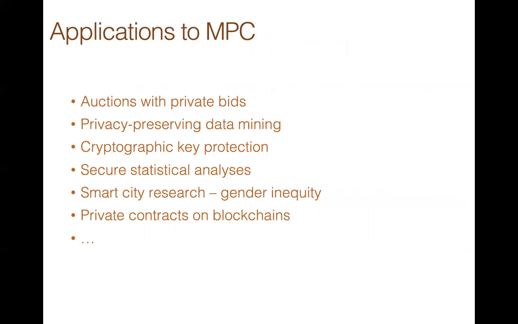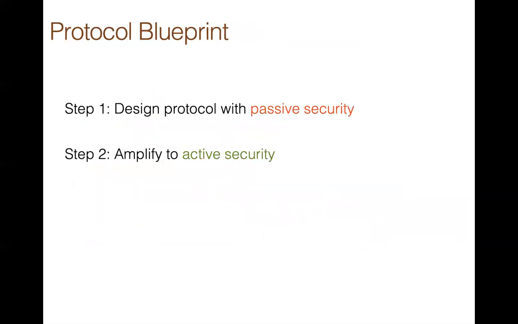Several applications of multi-party computation, and more recently applications of MPC to secure machine learning, have been on the rise. A standard blueprint for designing secure multi-party computation with active security is to first design a protocol that is secure only against a passive adversary and then amplify it. This talk is about understanding what is the overhead of achieving this active security over passive, or in other words, what is the overhead of step two in this blueprint.